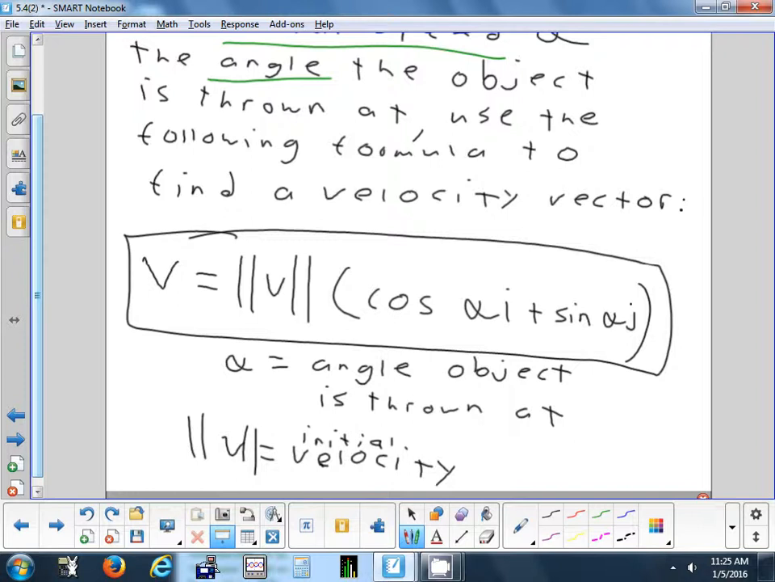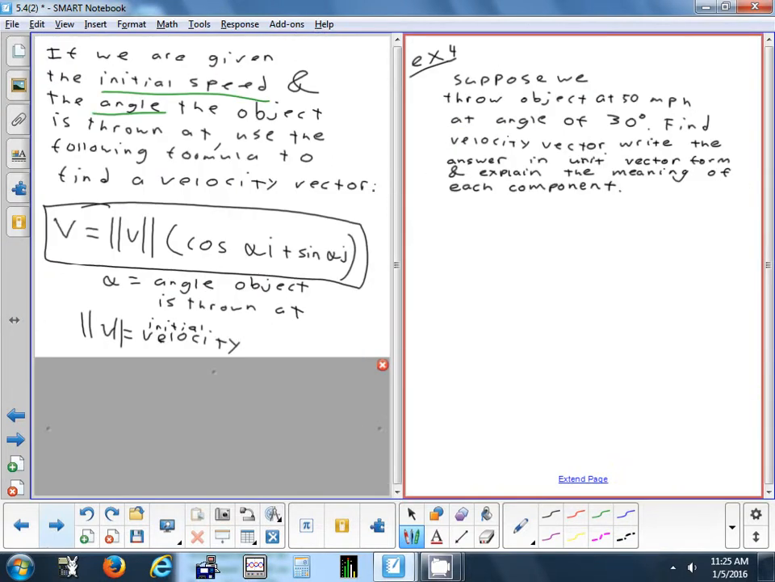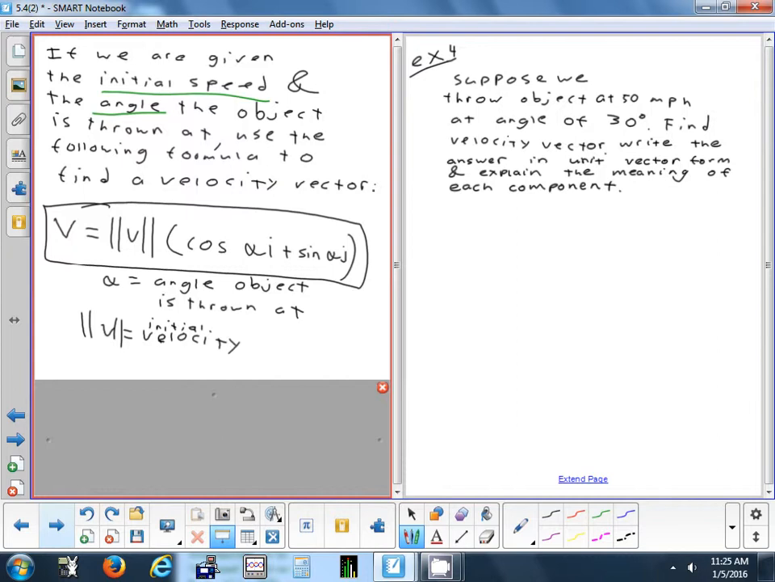Now that we've figured out what this formula is, we never have to figure that out again. We're just going to use this formula. They'll tell us each thing, you just plug them in, and that's it. So the example says we're throwing an object at 50 miles an hour at an angle of 30 degrees. Step one, find the velocity vector.